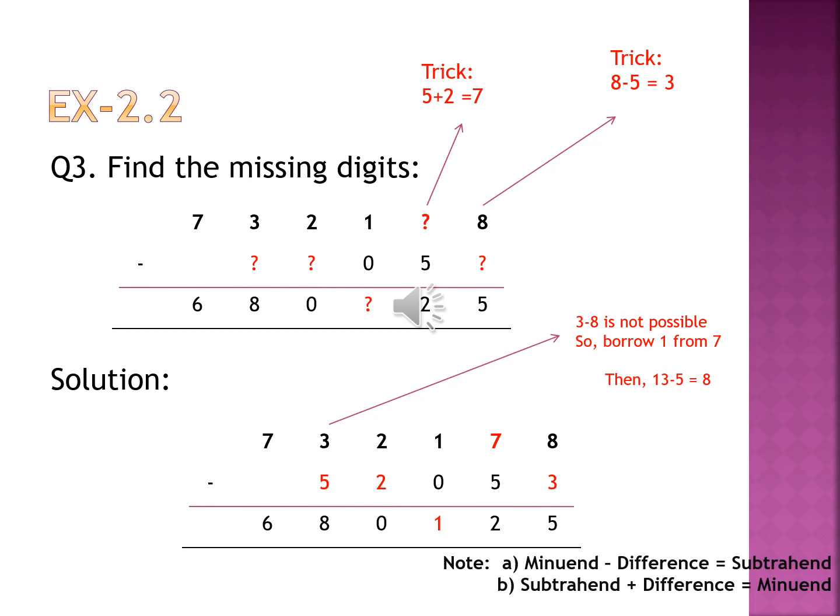Next is 10,000 place, 3 minus dash is equal to 8. Now you can see minuend is smaller and the difference is bigger. 3 minus dash is equal to 8. You cannot subtract anything from 3 which gives you 8. So you have to borrow from 7. Borrow 1 from 7, it becomes 13. Then 13 minus 5 is equal to 8. Now 7 becomes 6. So 6 minus nothing will give you 6 only. That is 6 minus 0 is equal to 6. So the answer is 680125. This is how you can find the missing digits.